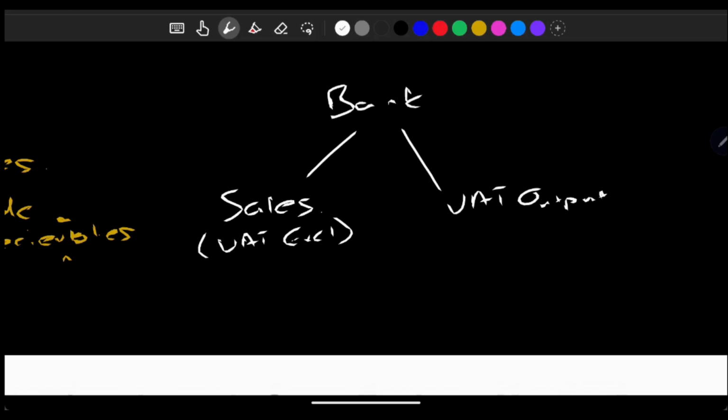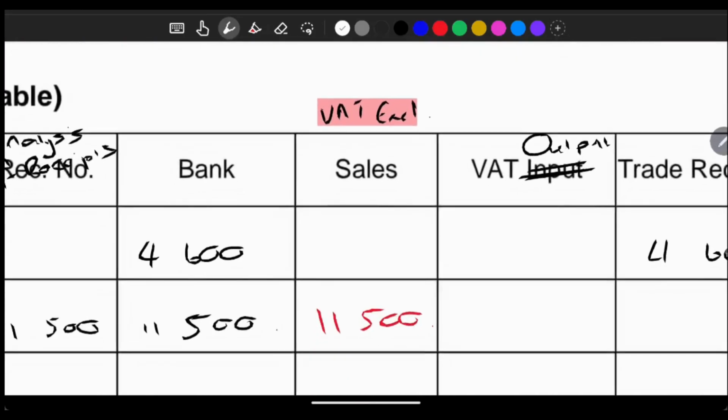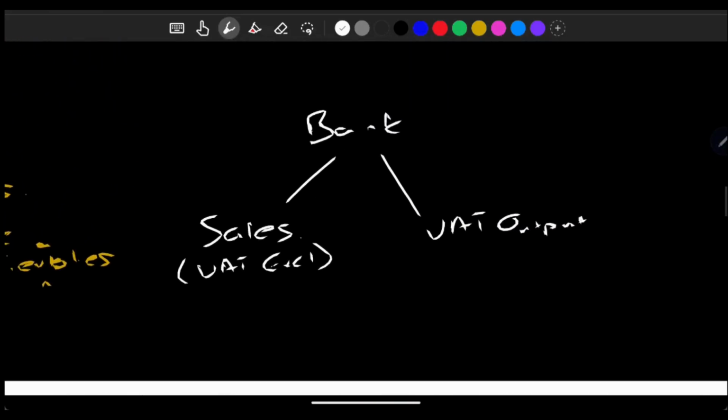The same way you as a customer, when you go buy goods, you pay VAT, right? That is a VAT input to you as the customer. And then to the business selling it to you, it's a VAT output. So in this case, we have 11,500, right? So we have 11,500. This amount is VAT inclusive.